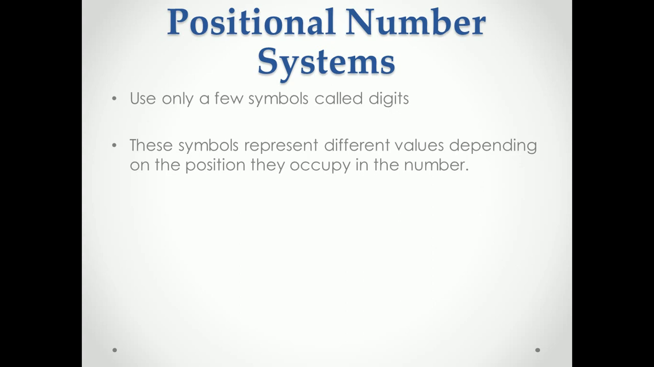Next is the positional number system. It involves a few symbols, which are called digits. So our number system has 10 digits, 0 to 9. These symbols represent different values. 0 will have 0 value, 1 will have 1 value, 2 will have 2 value. These digits have different values.